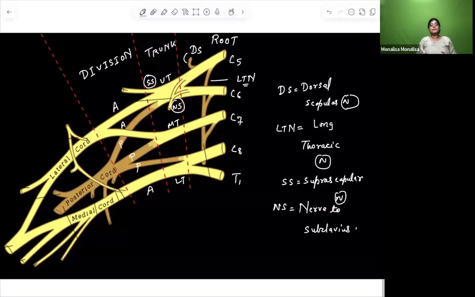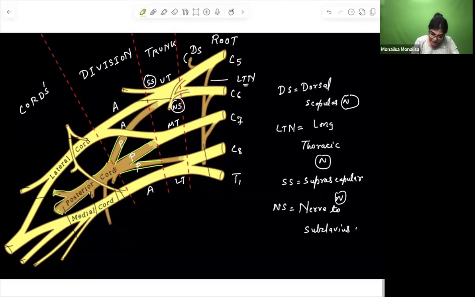Now in this diagram, you can see the posterior divisions of upper, middle and lower trunk are forming which cord? Posterior cord of brachial plexus. You want to highlight it? I will highlight it. So this is the posterior division of upper, posterior division of middle, posterior division of lower trunk. This will lead to the formation of the posterior cord of brachial plexus. And it is important for you to know the branches of each part of brachial plexus.